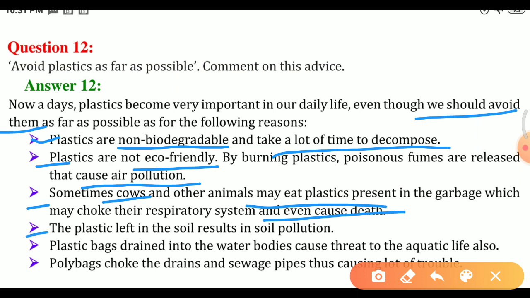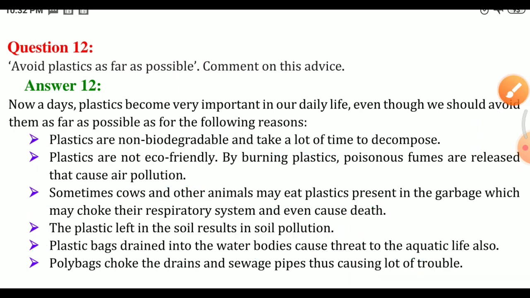Fourth, the plastic left in the soil results in soil pollution. Next, plastic bags drained into the water bodies cause a threat to aquatic life. And the last, poly bags choke the drains and sewage pipes, thus causing a lot of trouble. So, because of the above reasons, we should avoid plastic as far as possible.